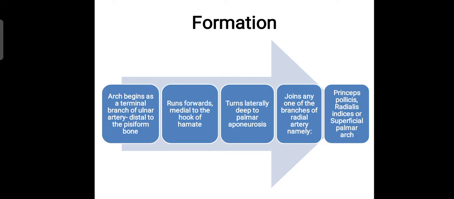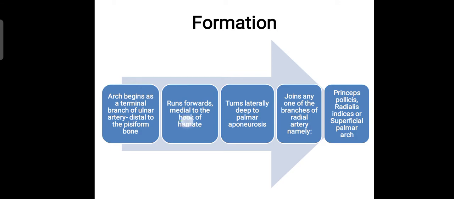The arch begins as a terminal branch of the ulnar artery, lying distal to the pisiform bone. In the previous session on the flexor retinaculum, we saw the pisiform bone and the hook of the hamate, and some fibers of the flexor retinaculum attached to those points. Distal to the pisiform bone is the origin point of the terminal branch of the ulnar artery.